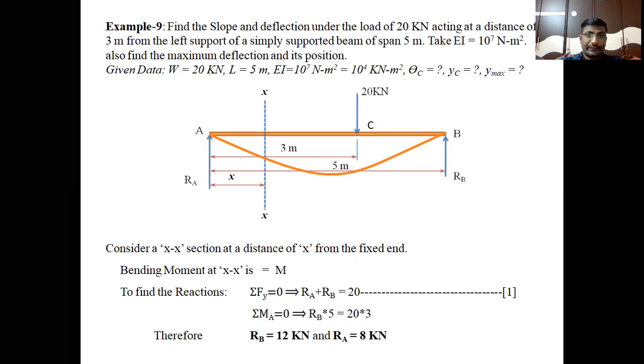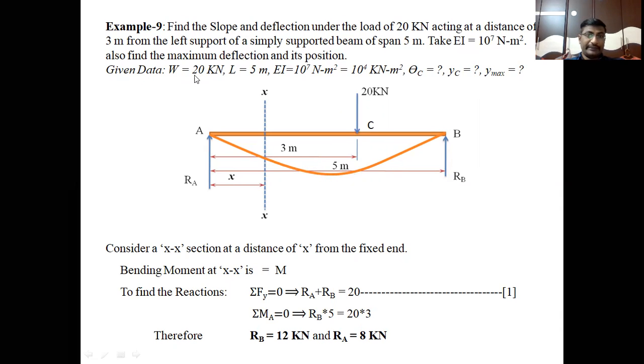Find the slope and deflection under the load of 20 kilonewtons acting at a distance of 3 meters from the left support of a simply supported beam of span 5 meters. Take EI, flexural rigidity value, 10 to the power of 7 Newton meter square. Also find the maximum deflection and its position. So we have to find the slope and deflection under the load and also the maximum deflection in the beam and its position, where the maximum deflection occurs.